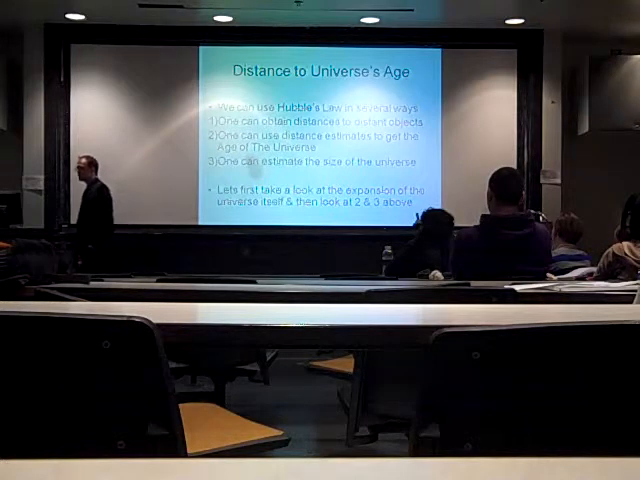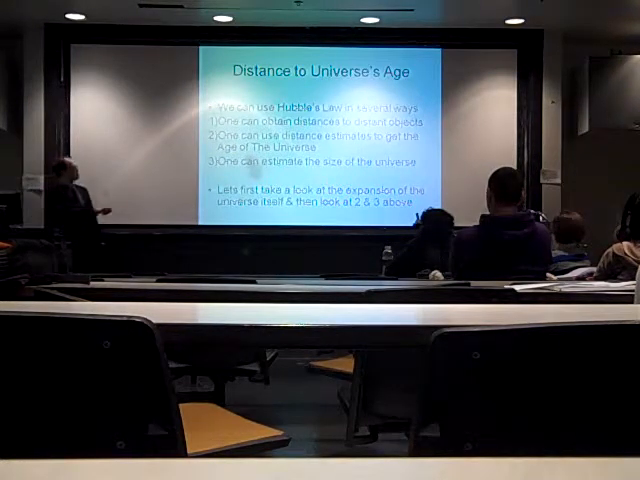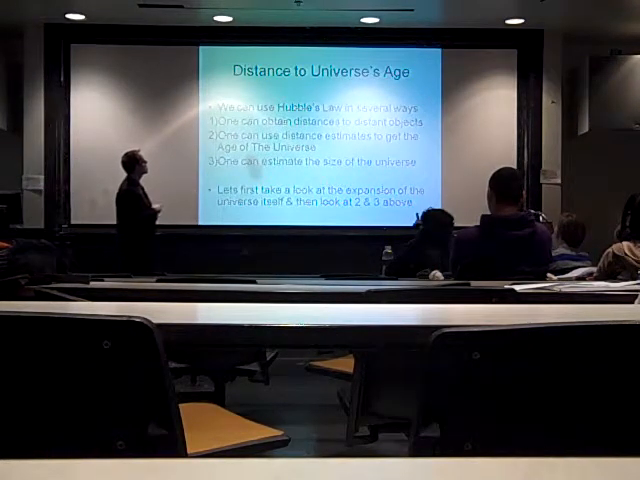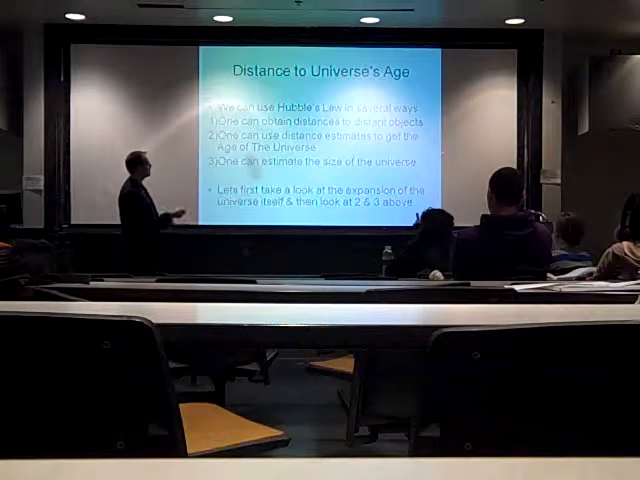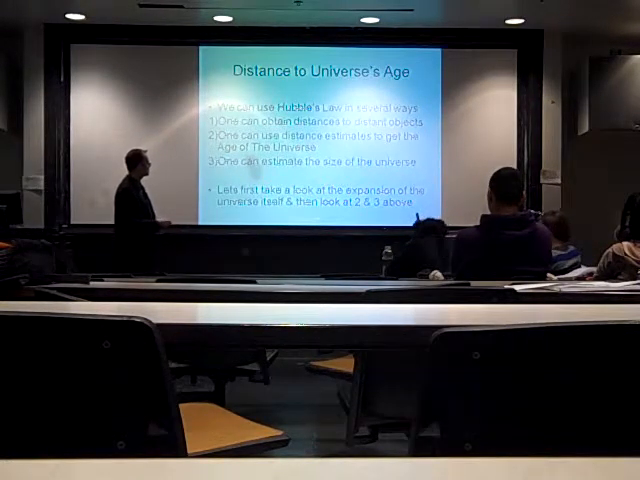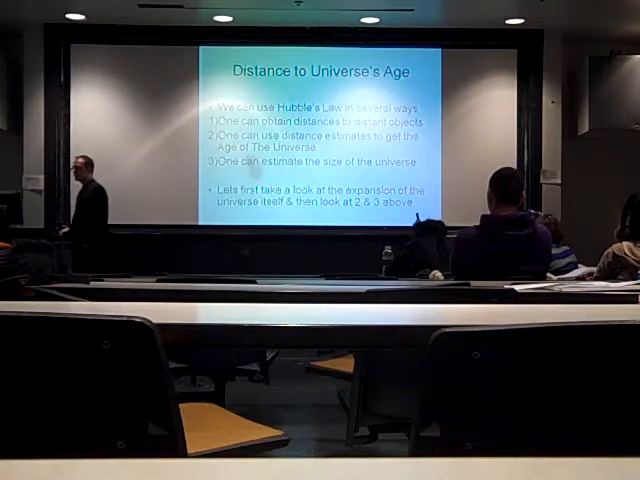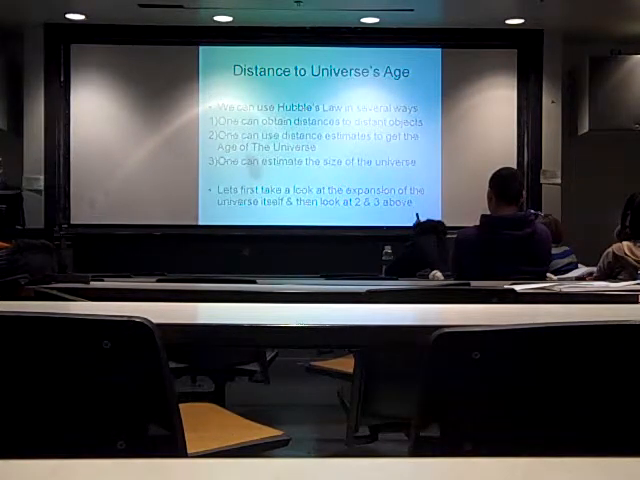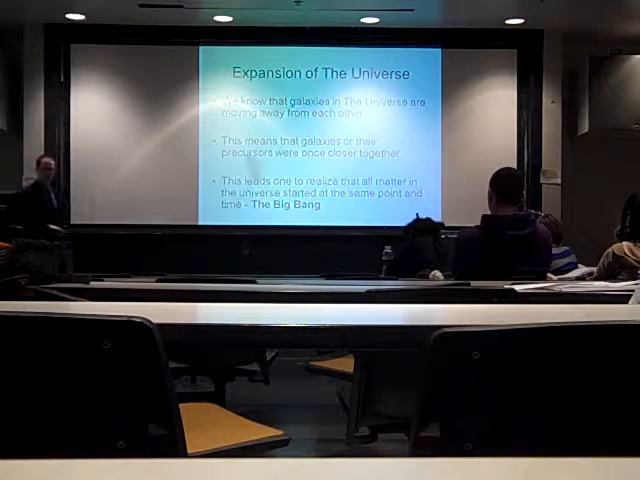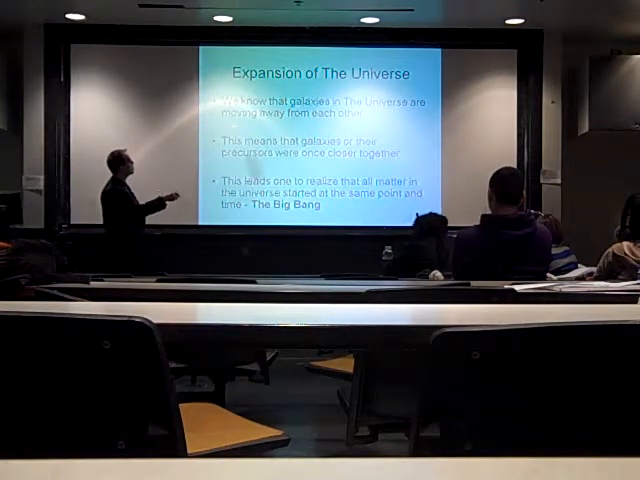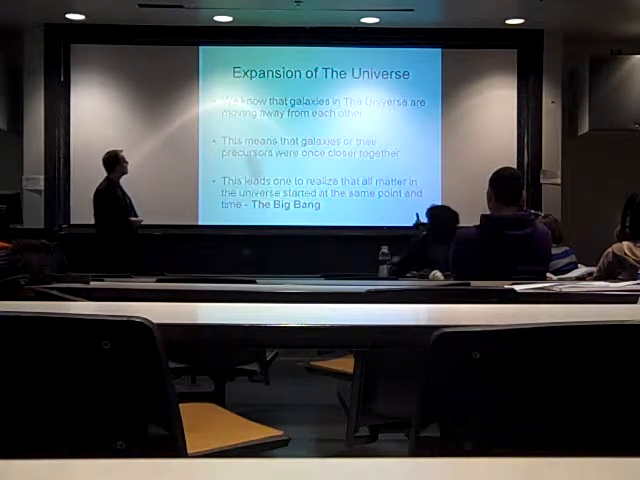So we can use this in several ways. As you can see, one is to obtain distances to distant objects. You can use the distance estimates to get an estimate of the age of the universe, and one can also estimate some rough idea of the size of the universe. So let's look at the expansion of the universe itself, and then we'll talk about these distance estimates and size estimates. So again, we know galaxies and universes are moving away from each other on these larger scales.